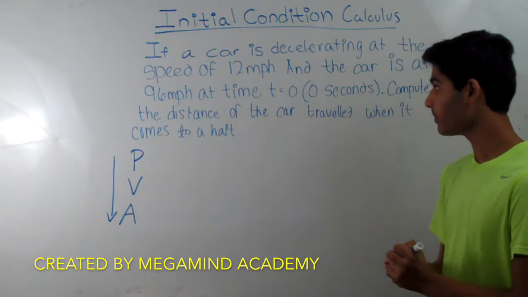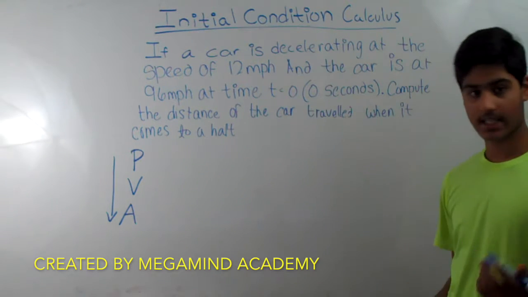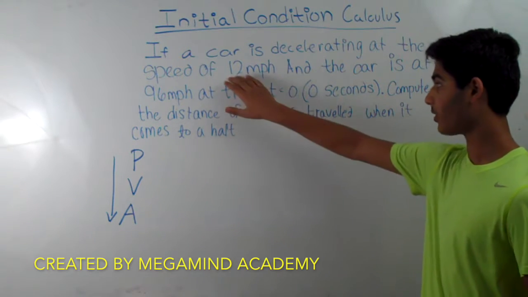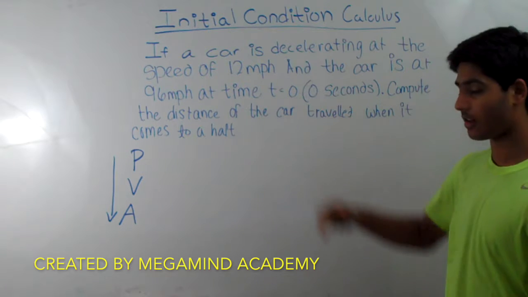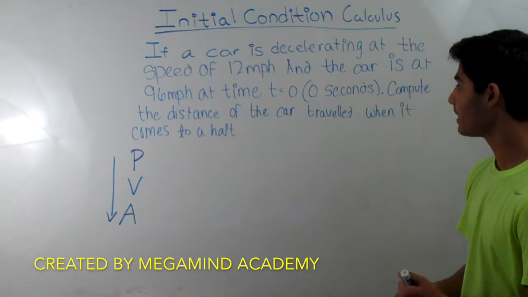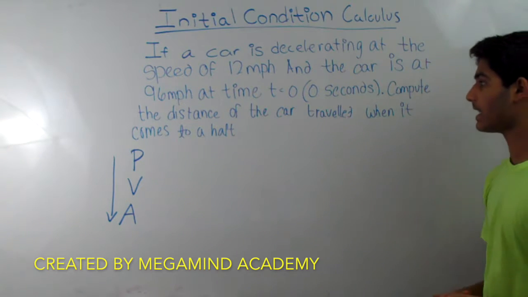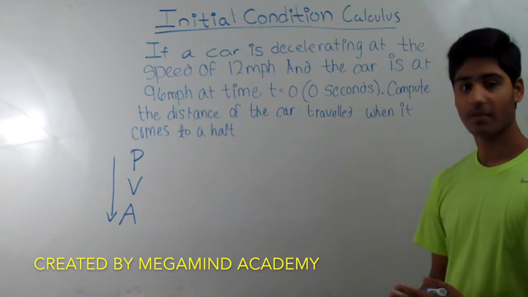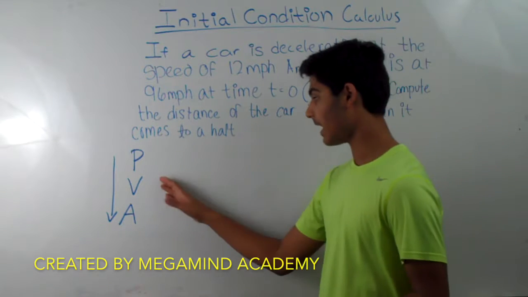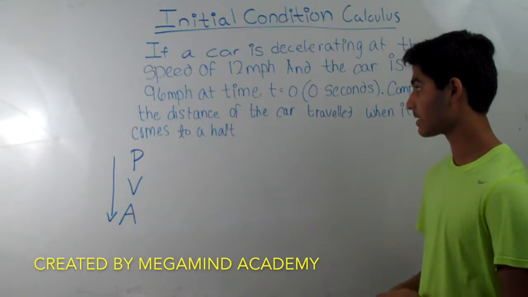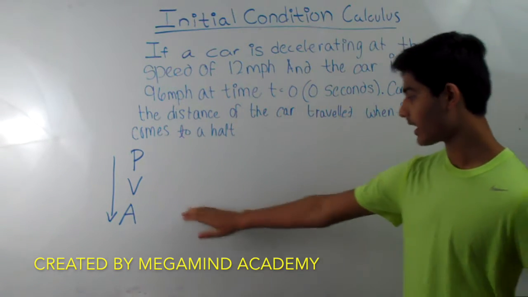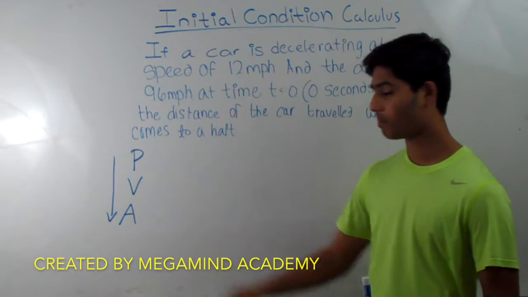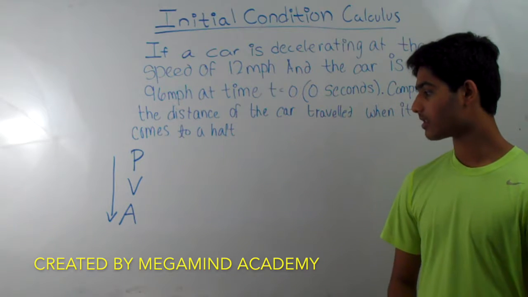However, in this problem, we're given the acceleration, or in this case the deceleration, so we're given that the acceleration is negative 12 miles per hour because it's decelerating. And we're given that the car is at 96 miles per hour at time t equals 0. So that means that when the time is equal to 0, the velocity is 96 miles per hour. So we're given a and v. Now we're given the whole function for a and we're given a point for v. So how do we do this?